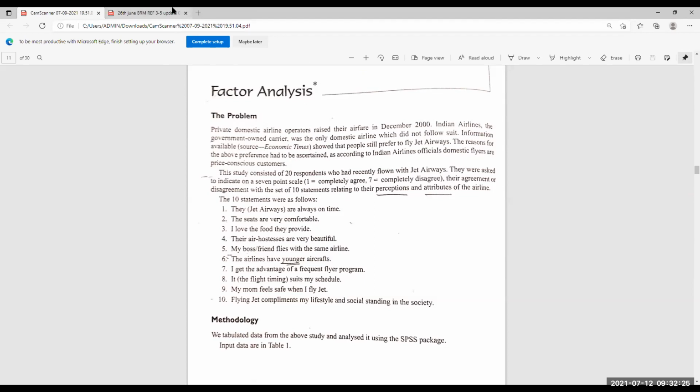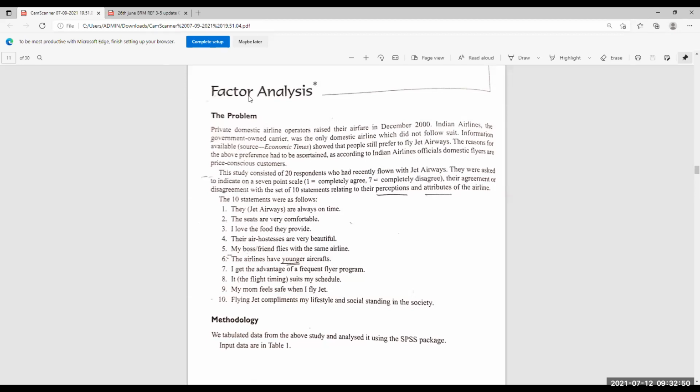It showed that people still prefer to fly Jet Airways. The reasons for the above preference had to be ascertained, as according to Indian Airlines officials, domestic flyers are price conscious. That's what Indian Airlines felt as a company. So a research was conducted. The study consisted of 20 respondents. 20 people were contacted who had recently flown with Jet Airways.